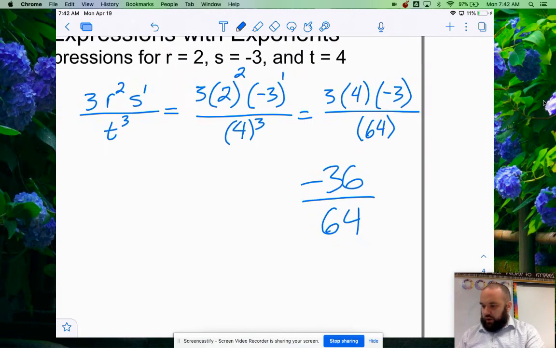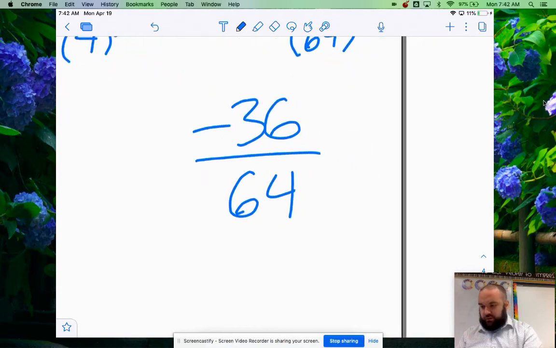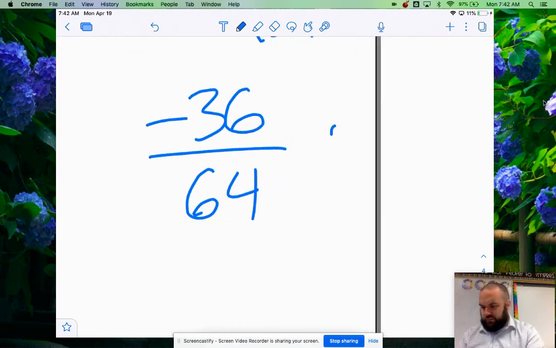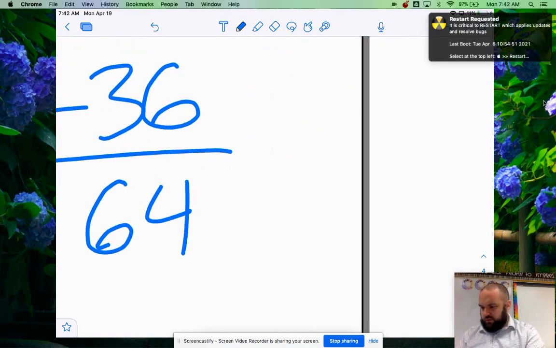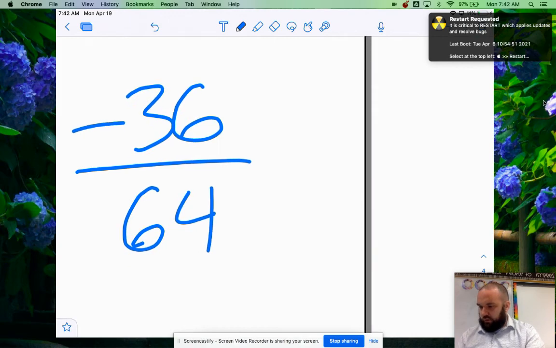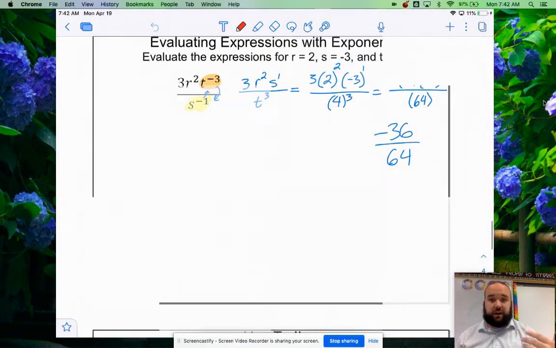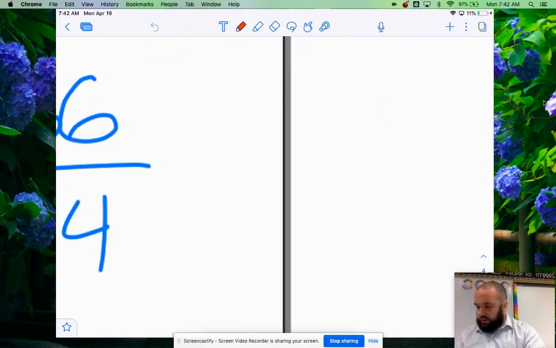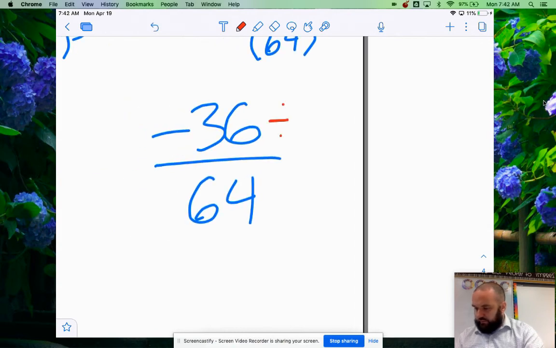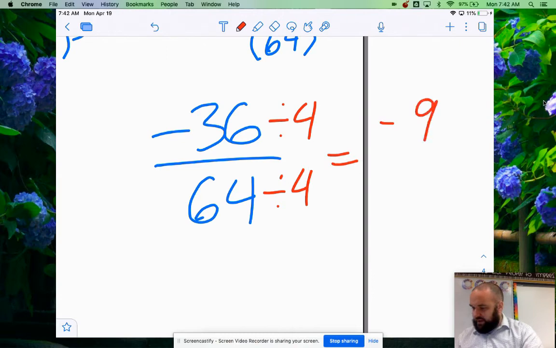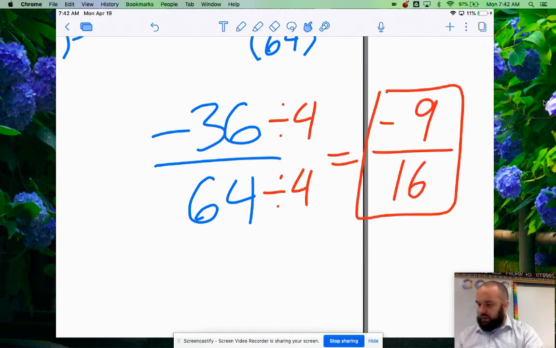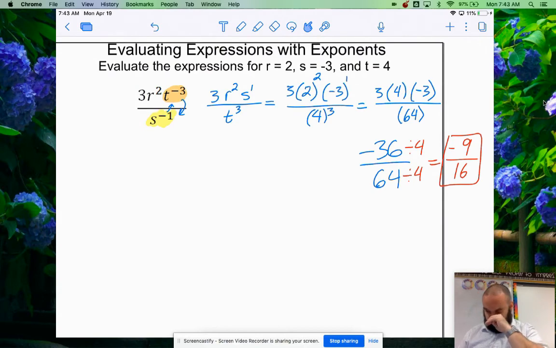Then all I'm going to do is simplify this fraction. 2 goes into both, but so does 4. Remember, simplifying a fraction is just like, if both numbers can be divided by the same factor, let's do this quick: divide by 4, divide by 4. This gives me negative 9 over 16. That can't be reduced anymore, so there we go, negative 9/16.